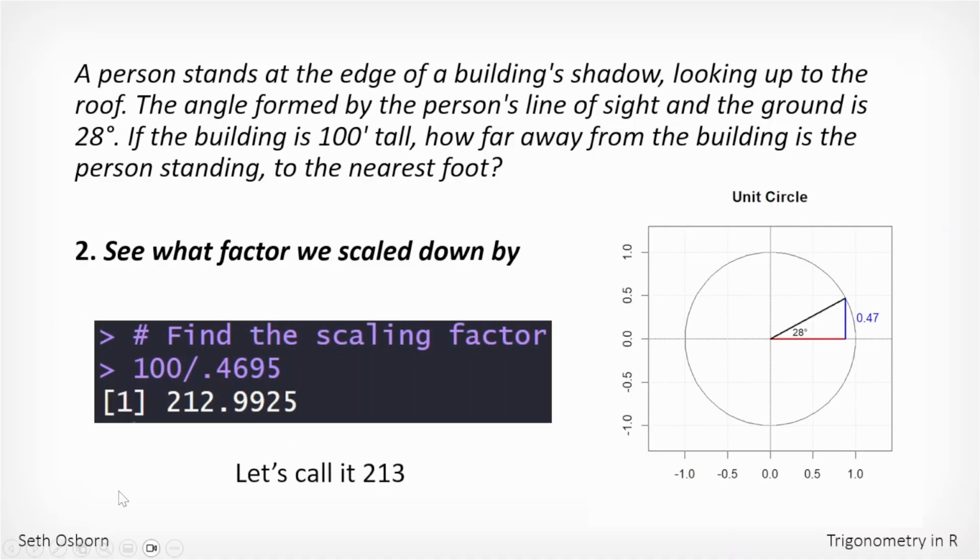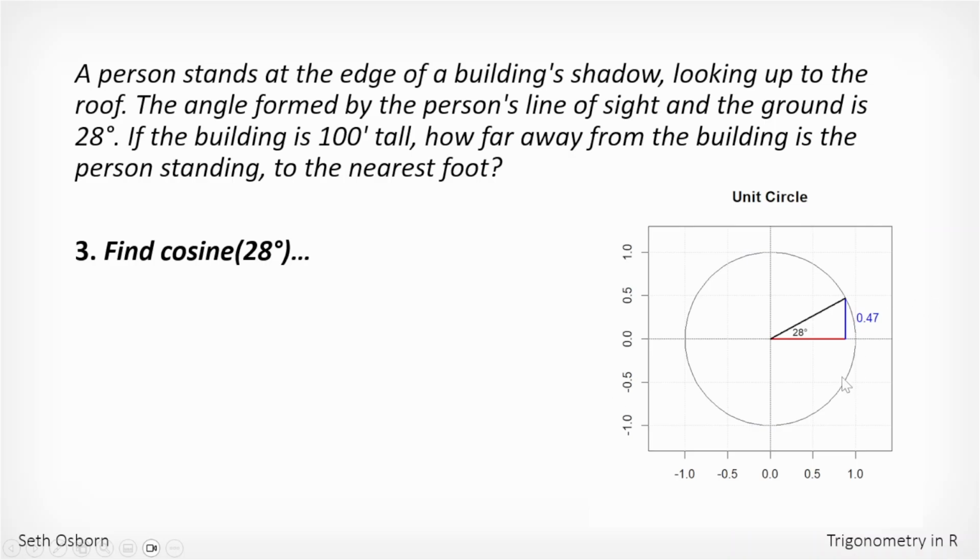Here I am working that out. I rounded a little bit differently, but you can see it's still going to come out to approximately 213. Then the last step is, well, there's really two parts to this. We're going to find cosine of 28. So we're going to see what this line segment is inside the unit circle, and we know we've scaled down by 213, so we're now going to expand it out by a factor of 213.